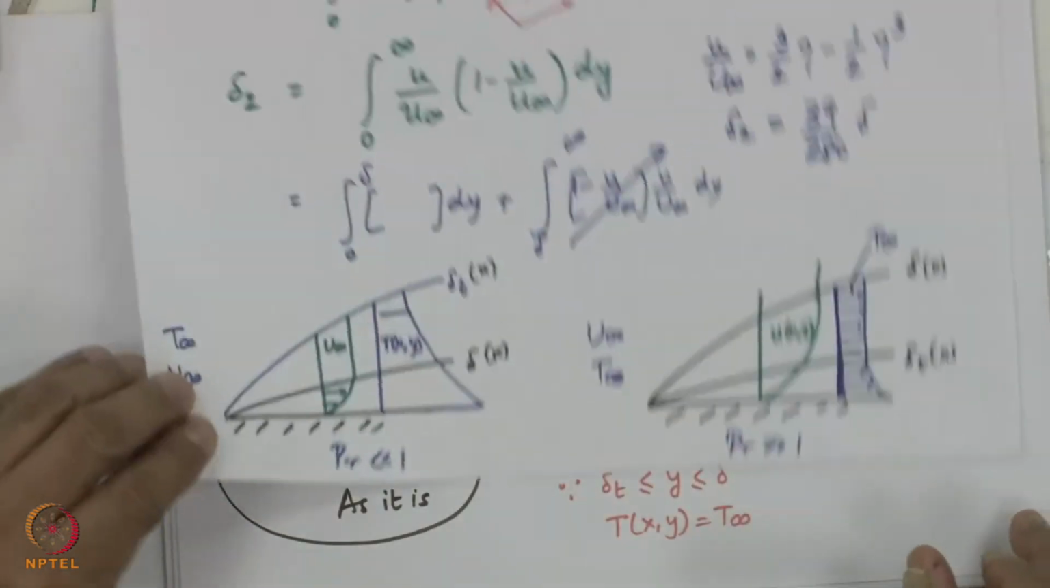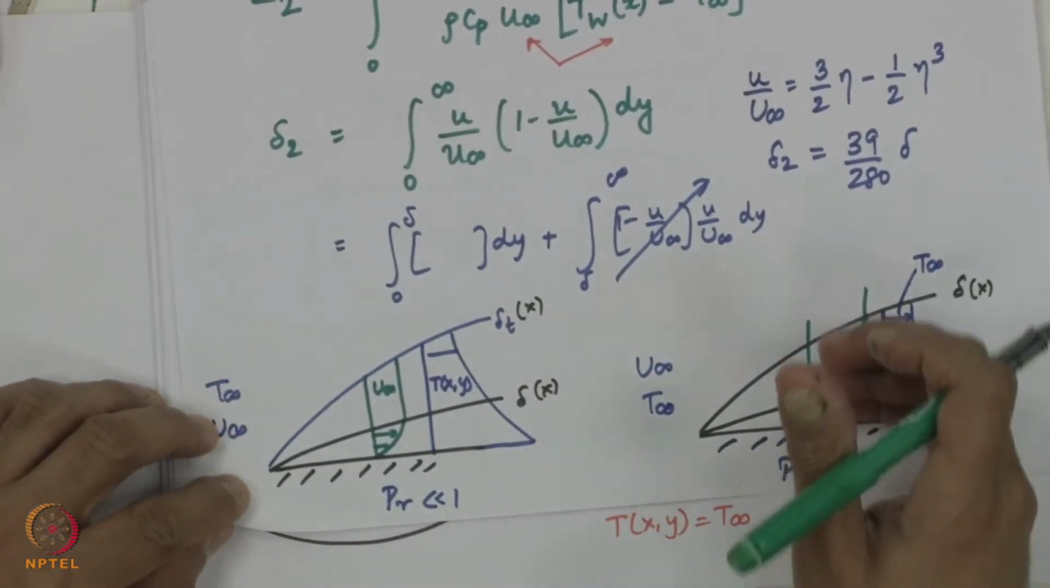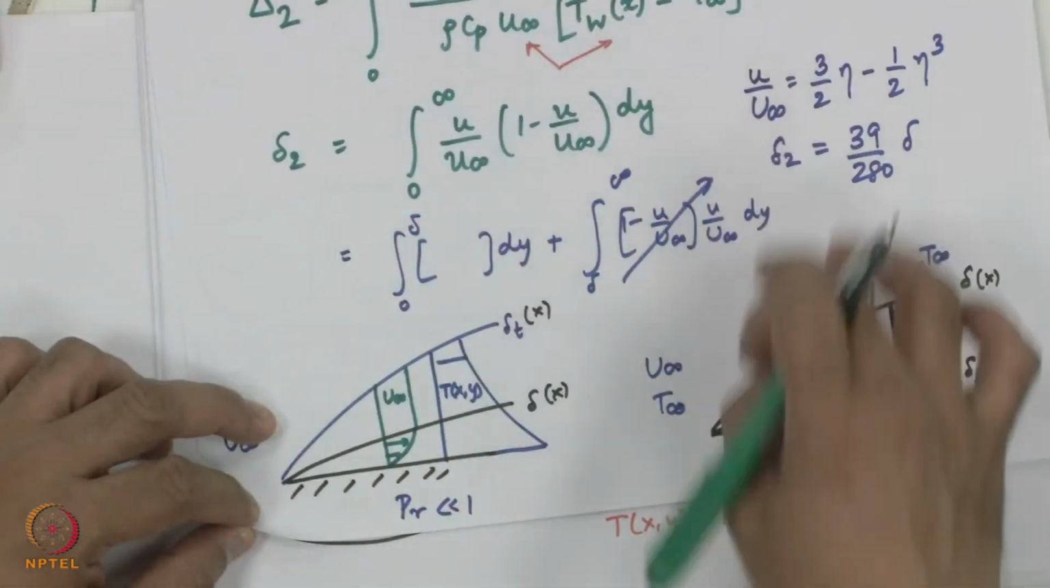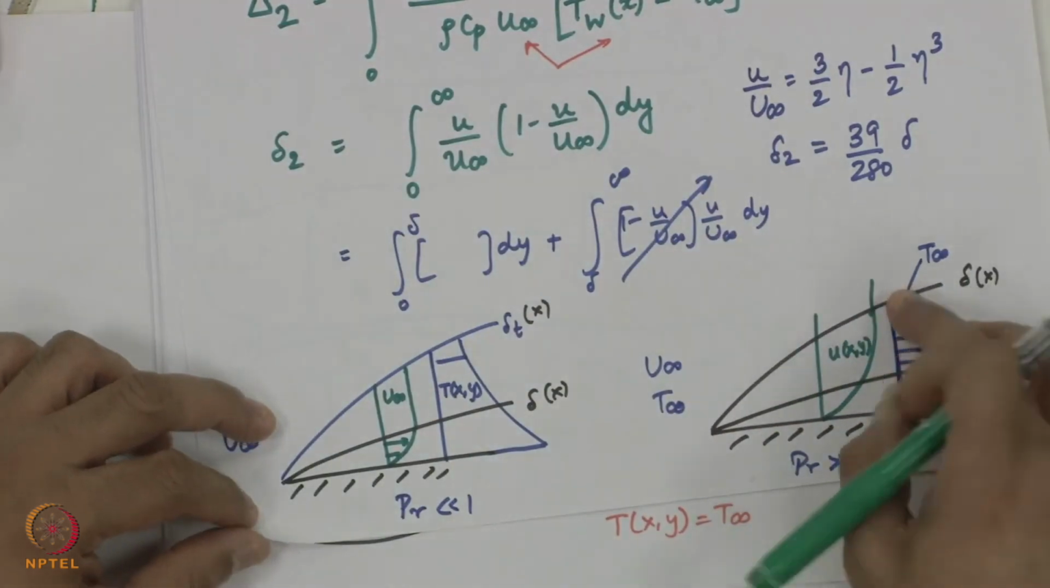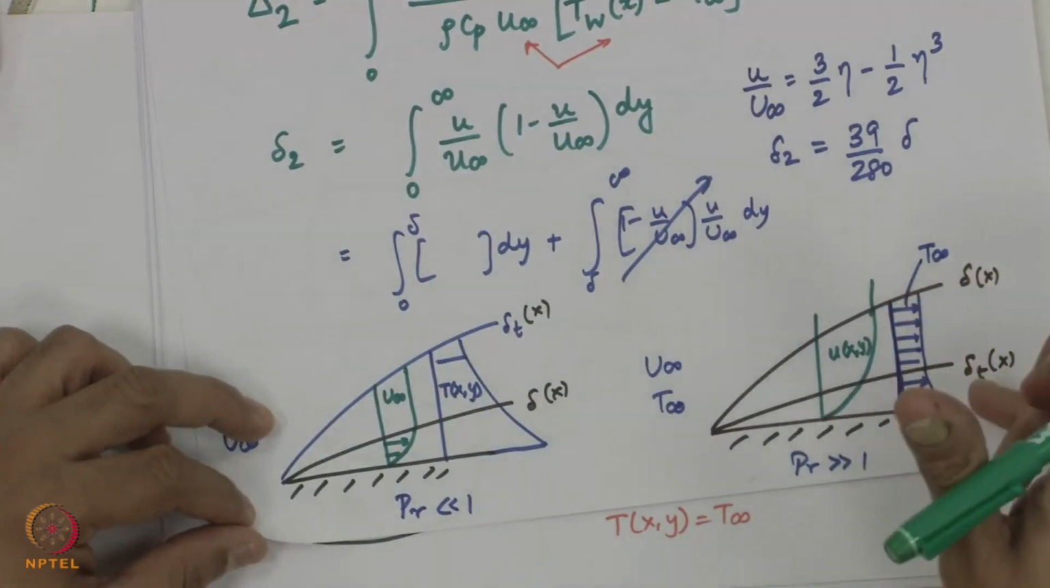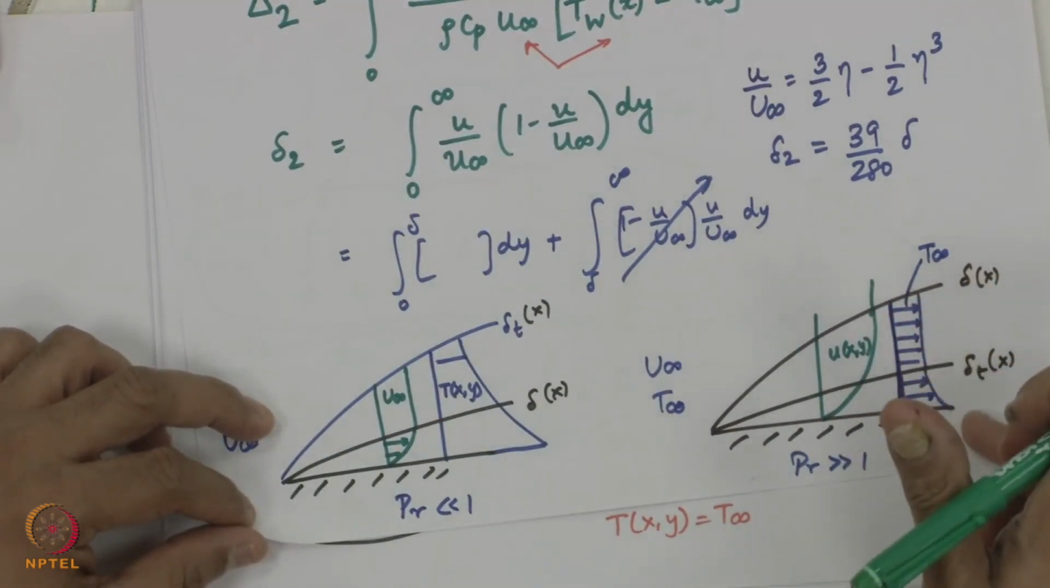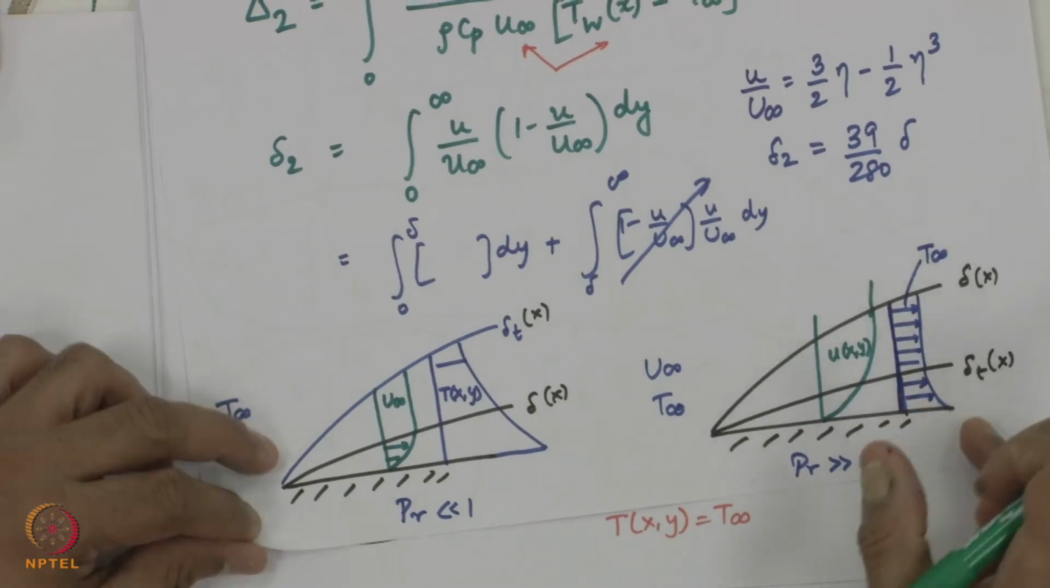Otherwise, if I did not do this step by step, I would not know that the second term here would cancel off. I would know only this, and I would be wasting my time and effort in calculating this thing over 0 to delta when it actually needs to be calculated only between 0 and delta T. I hope you are able to understand and appreciate this, and this needs to be emphasized to the students.